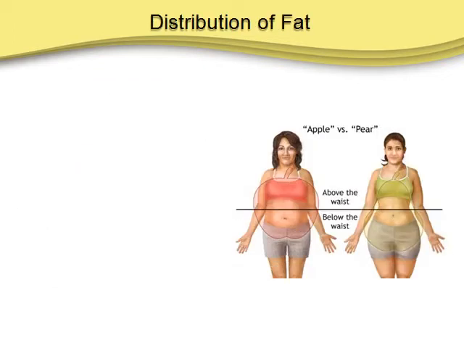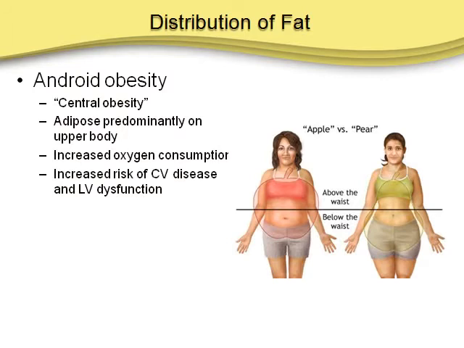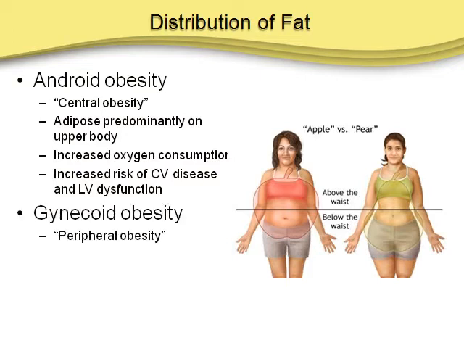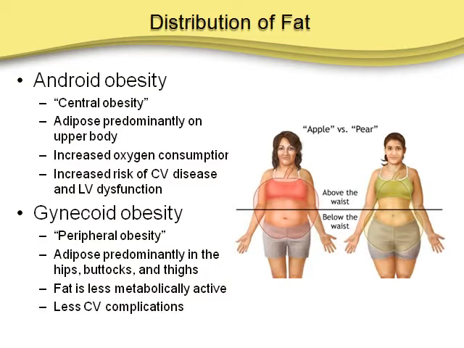Varying pathophysiologic consequences are associated with the anatomic distribution of body fat. In android or central obesity, adipose tissue is located predominantly in the upper body with a truncal distribution and is associated with increased oxygen consumption and an increased incidence of cardiovascular disease, including left ventricular dysfunction. In gynecoid or peripheral obesity, adipose tissue is located predominantly in the hips, buttocks, and thighs. This fat is less metabolically active, so it is less closely associated with cardiovascular disease.